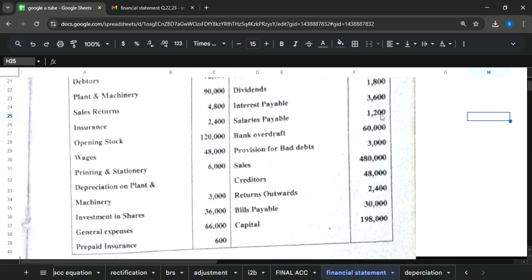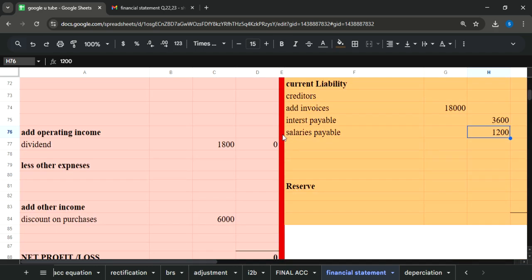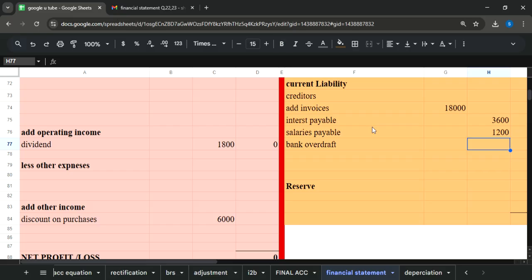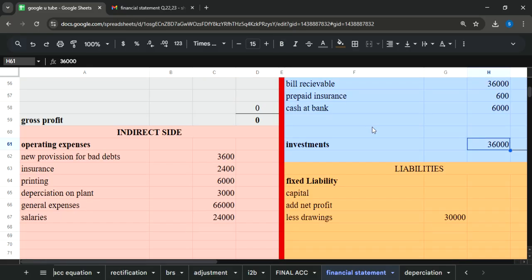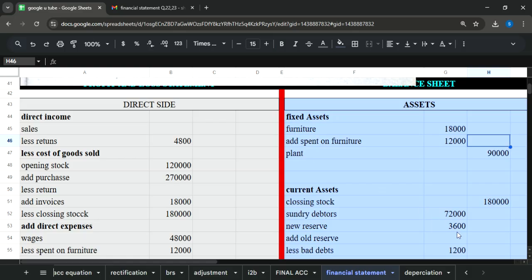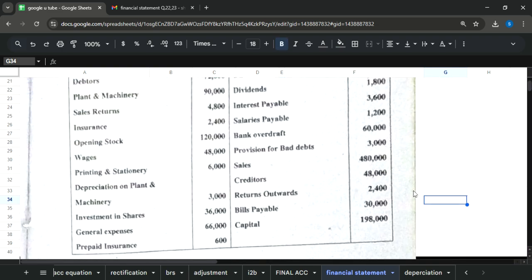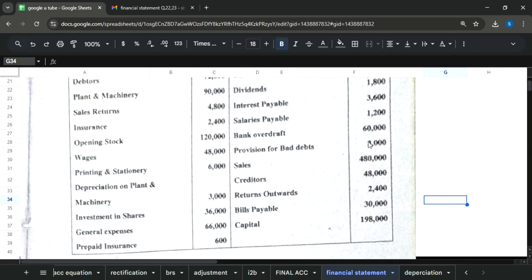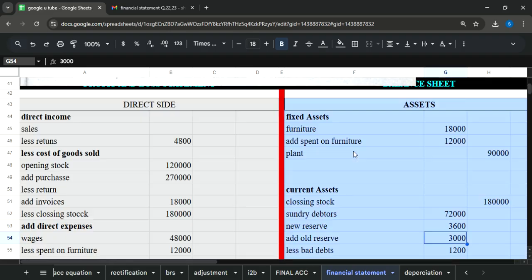Then we have bank overdraft. Again, it's current liability, bank overdraft. Okay, and the amount is 60,000. Put it over here. Then after overdraft, we have provision. This is old provision, and we have already fixed its place, reserved for old reserve. The amount of old reserve is 3000. Put 3000 over here.